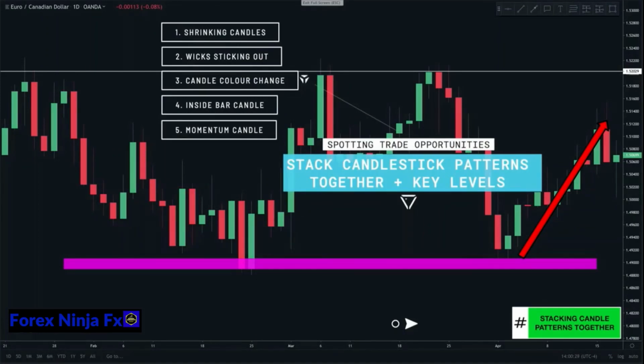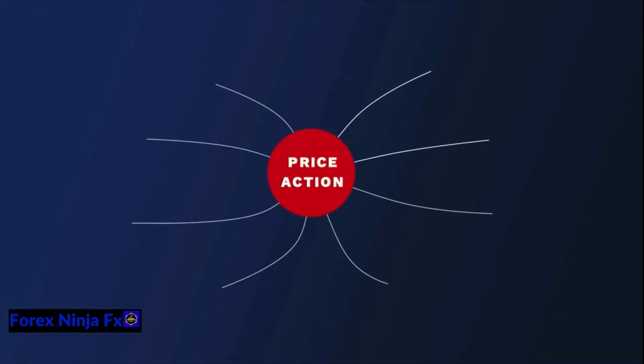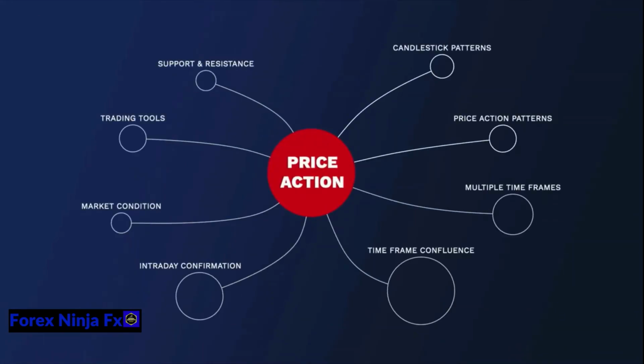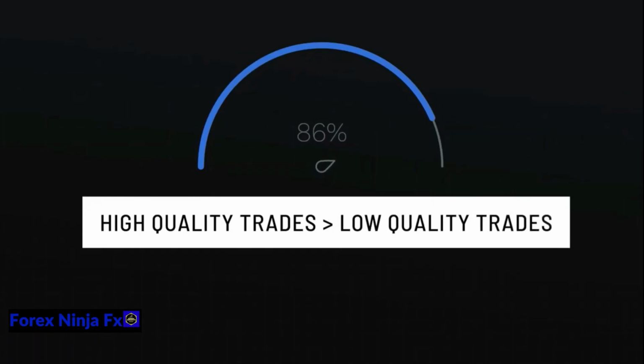Now, what we have showed you so far is just scratching the surface. In order to take your trading to the next level, you need to keep adding to your price action toolbox and understand how to use concepts such as time frame confluence, intraday confirmation, market condition, and many other tools we will get into in the future. As we continue to build on price action as a whole, you will be able to narrow down and filter out okay trades versus very high quality trades.